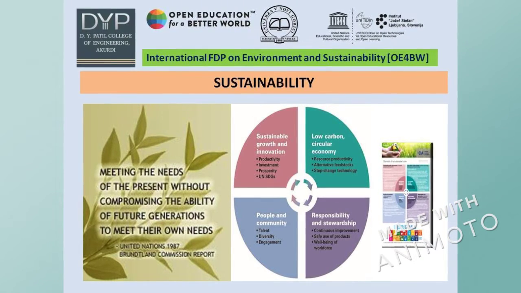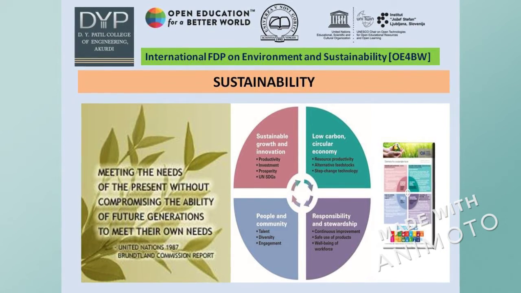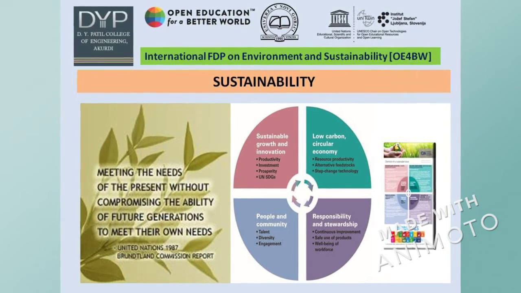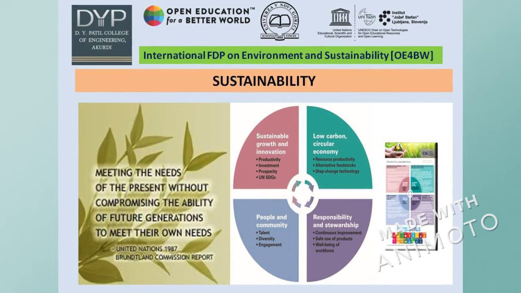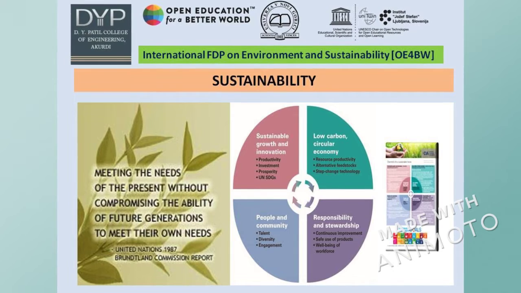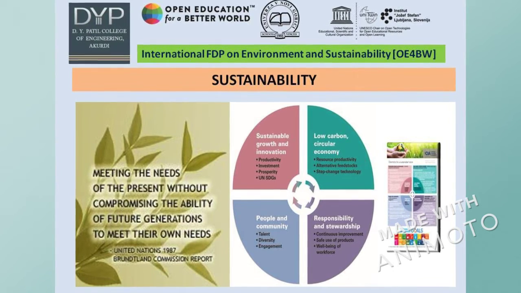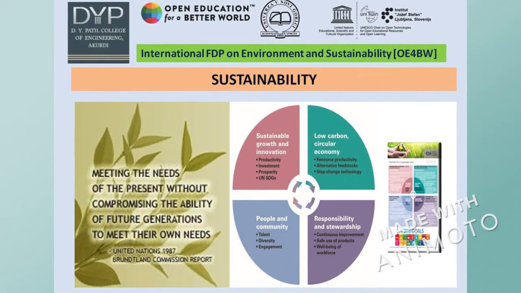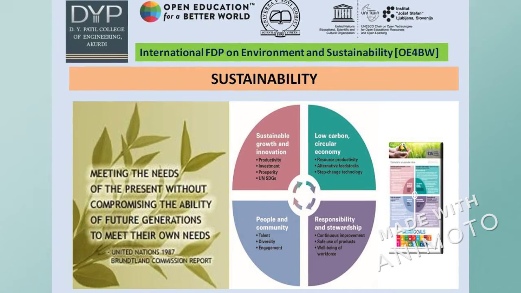Sustainability. According to the Brundtland Commission report of the United Nations in 1987, it is meeting the needs of the present without compromising the ability of future generations to meet their own needs. So sustainability is a cycle: sustainable growth and innovation, low carbon, circular economy, responsibility and stewardship, people and community.